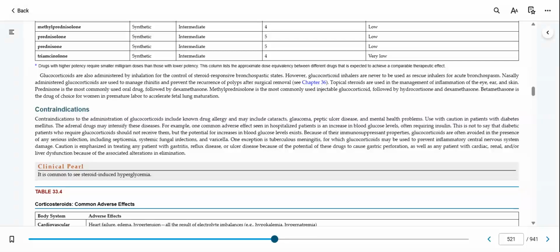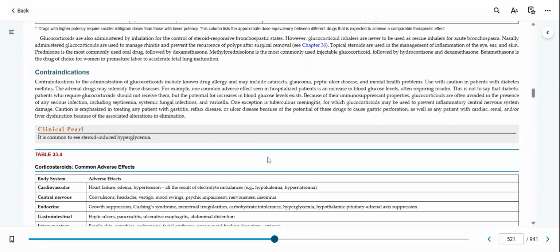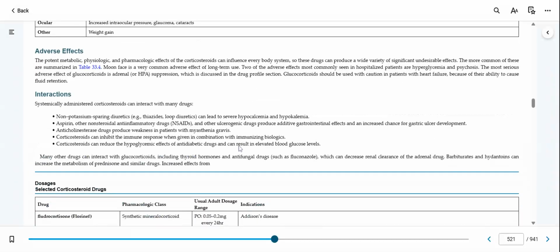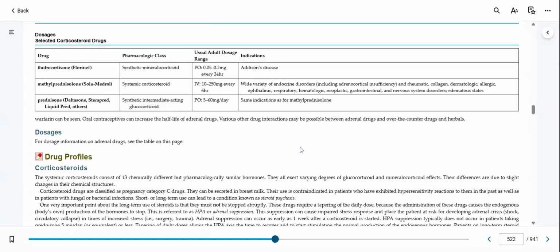Some adverse effects on page 521, table 33.4 are noted here. Pay attention to the general overview there, what they're telling us. Interactions, let me scroll down. I have some interactions here that are listed in bullet form. So non-potassium sparing diuretics, such as furosemide we mentioned last week, aspirin, corticosteroids, which can inhibit the immune response and can reduce the hypoglycemic effects of anti-diabetic drugs, which can cause elevated blood glucose levels. Drugs of choice here. Let me scroll down.